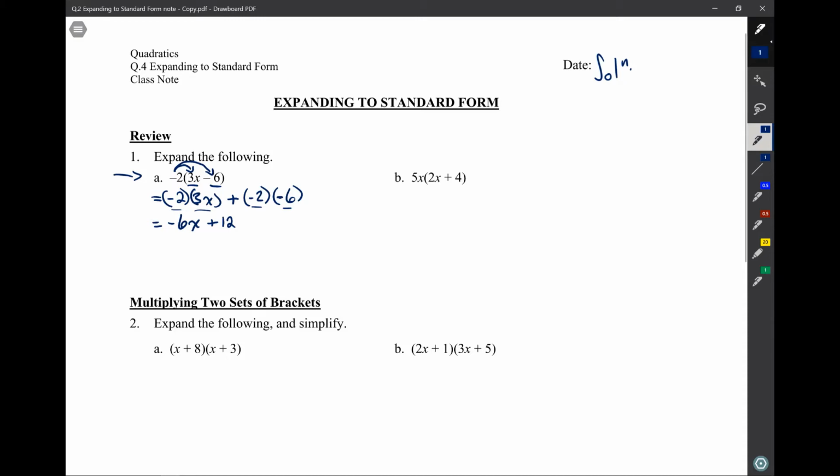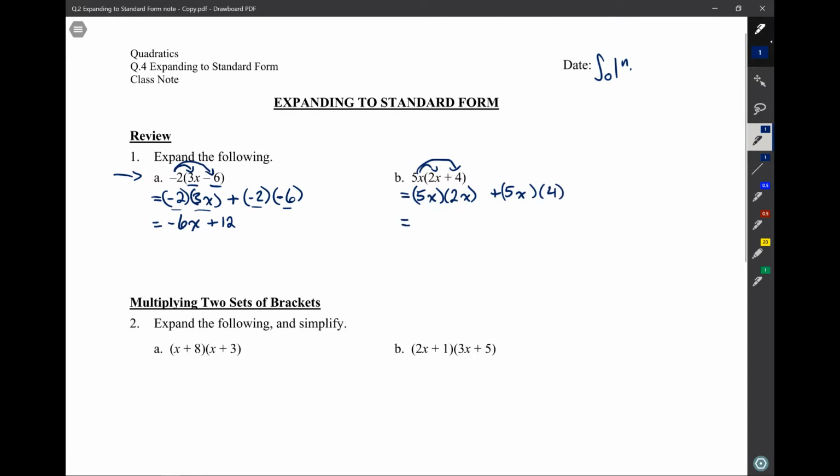So we'll try that again for example B. We multiply 5x, which is the term outside the brackets. We need to remember the x as well, we can't ignore that. And then we have two terms inside the brackets, there's a 2x and there's a 4. So multiplying first 5x times 2x, and then plus, multiplying the second, 5x, don't forget that x, times 4.